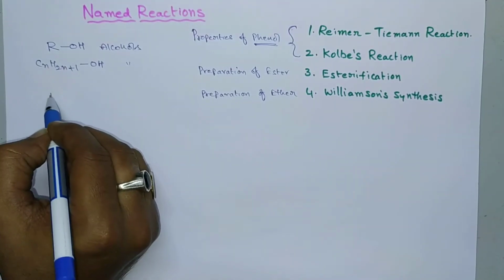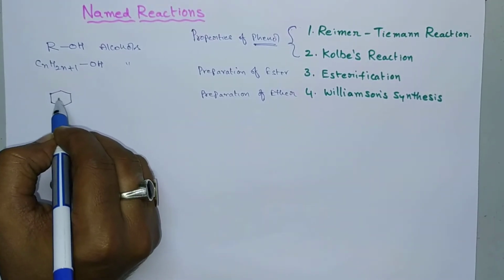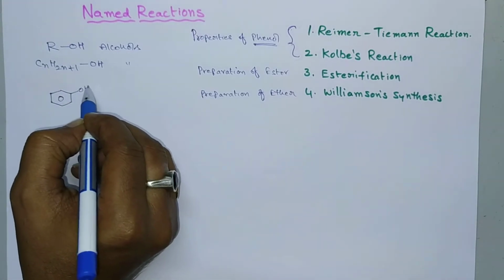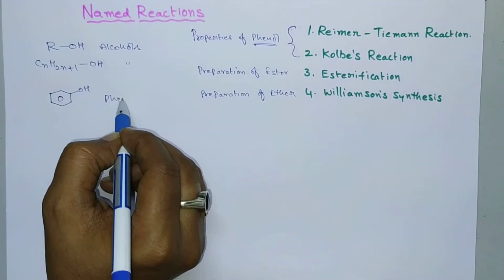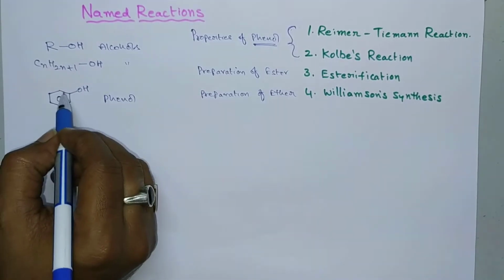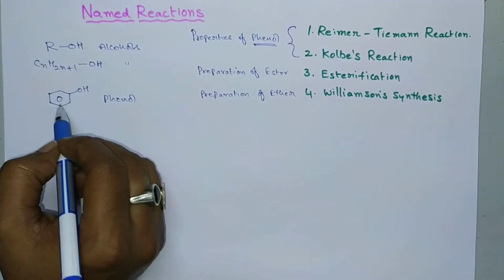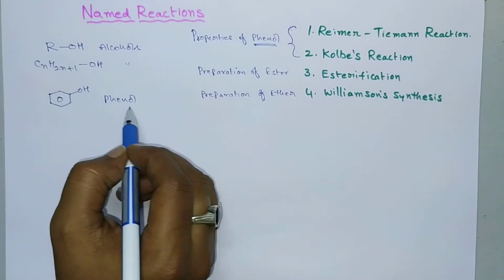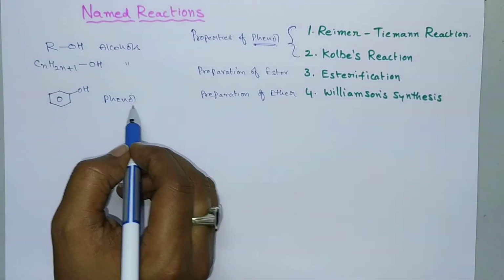If the OH is directly attached to any benzene ring, that is any aromatic compound, then it is called phenol. So this is phenol. If the OH is attached to a benzene ring or any aromatic compound, then it is called phenol. So here it is a phenol.